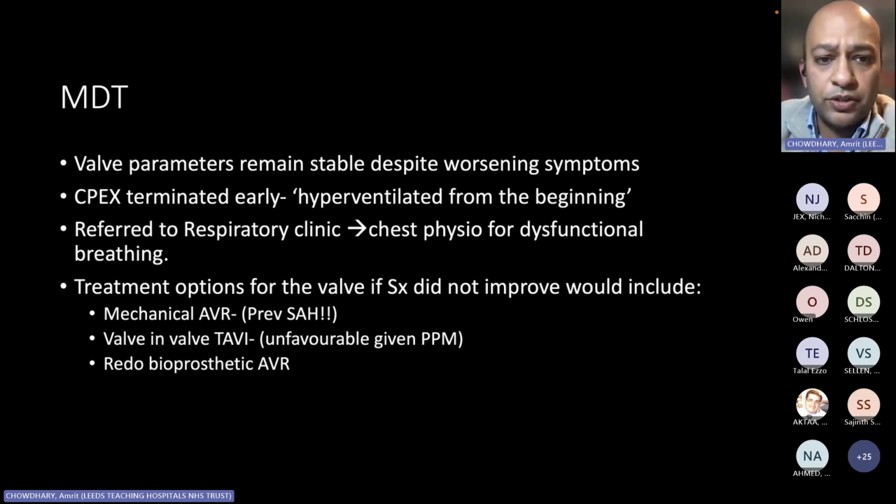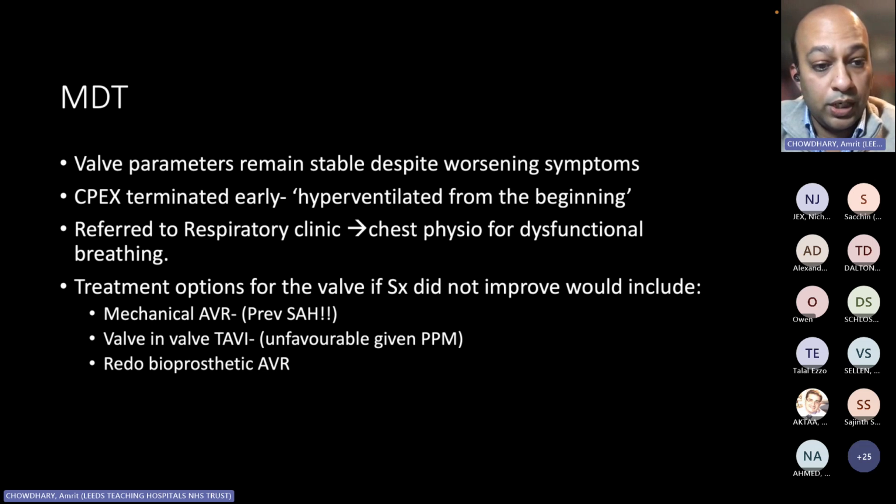We saw that the valve parameters remain largely stable, although there might have been a slight increase in her velocity, but this wasn't felt to be enough to explain her symptoms. Her CPEX was terminated early, and it was noted that she was hyperventilating right from the beginning. So she was referred to the respiratory clinic, from which she was referred for chest physio for some management of likely dysfunctional breathing.